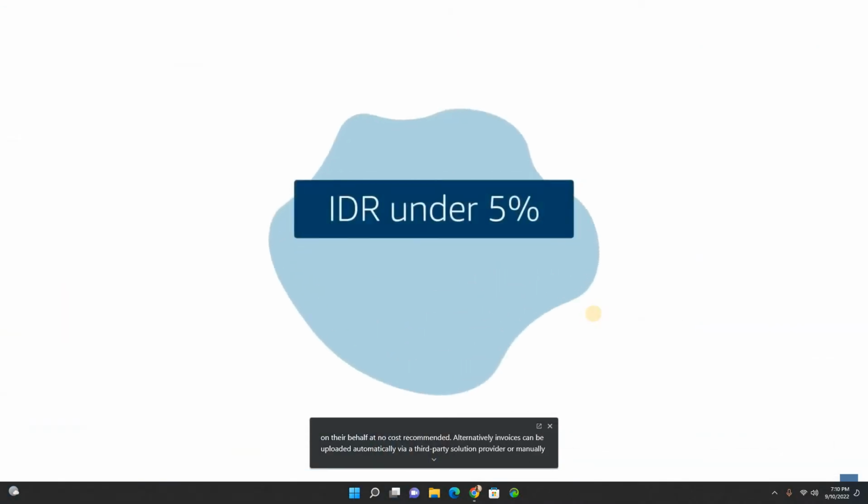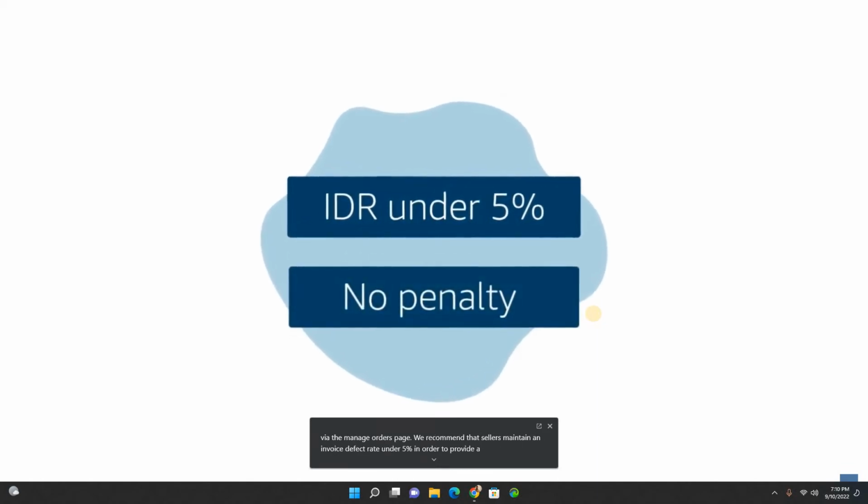We recommend that sellers maintain an invoice defect rate under 5% in order to provide a good customer experience. However, there is no penalty for not meeting the performance target at this time.